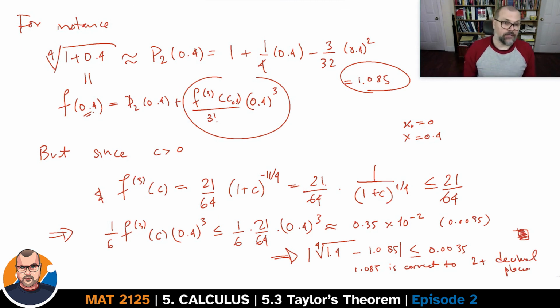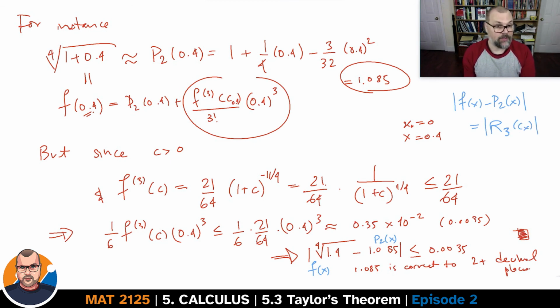A neat application of Taylor's theorem, right? So you do have to understand here, I didn't explicitly say it: this here is f at x, and this here is P2 at x. So you're looking at f at x minus P2 at x, that is truly equal to the absolute value of this term here, this remainder. Often we will write it like this. What we've done is we've bounded the remainder above by 21 over 64, given what we knew about the situation. Hence, we can bound the error on the approximation.